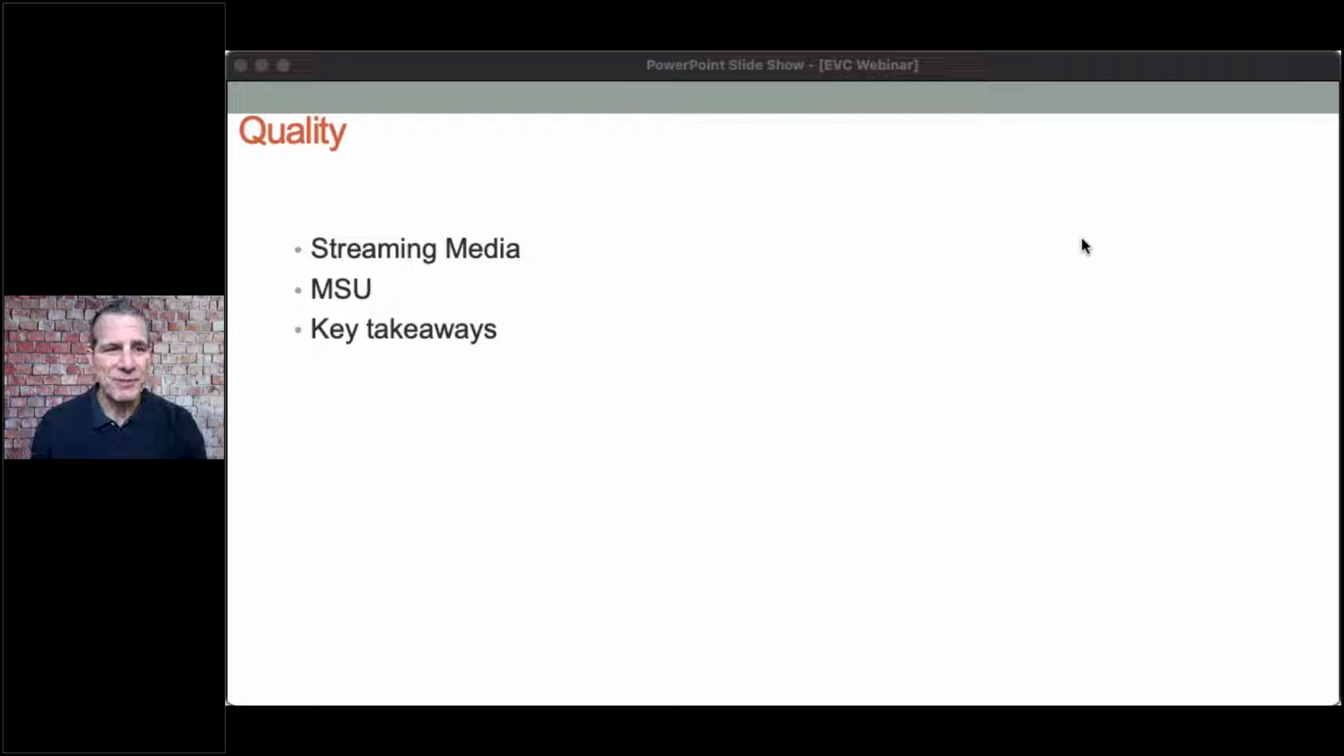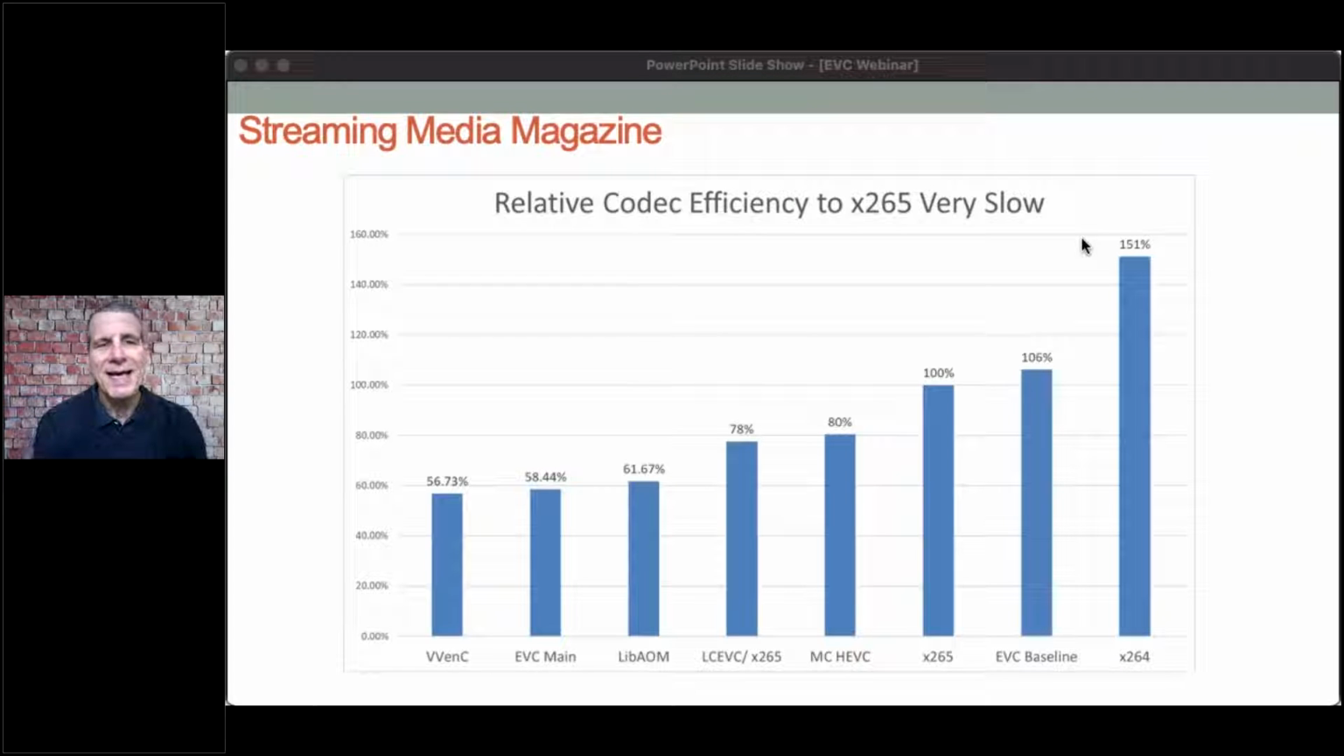So in terms of quality, we're going to look at what I found with Streaming Media. And then we're going to correlate that with some tests of the codecs performed by Moscow State University, which is one of the authorities on codec testing that I really trust and respect. And then we'll look at some key takeaways on the quality side. Now, all of these results are presented in terms of relative codec efficiency as it compares to x265 very slow.